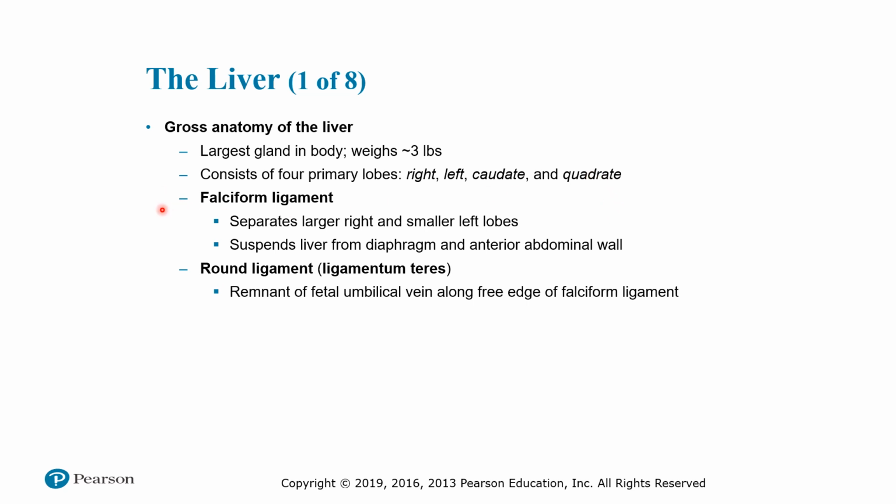Then its mesentery is the falciform ligament. It separates the large right and the small left lobes, and it suspends the liver from the diaphragm and the anterior abdominal wall. So this is the falciform ligament, the mesentery of the liver. Remember, we talked about how the two peritoneum layers come together and form the mesentery, and the mesentery helps the organs attach to the abdominal wall. The lower part of the falciform ligament is known as the round ligament. It was the umbilical vein in fetal life.